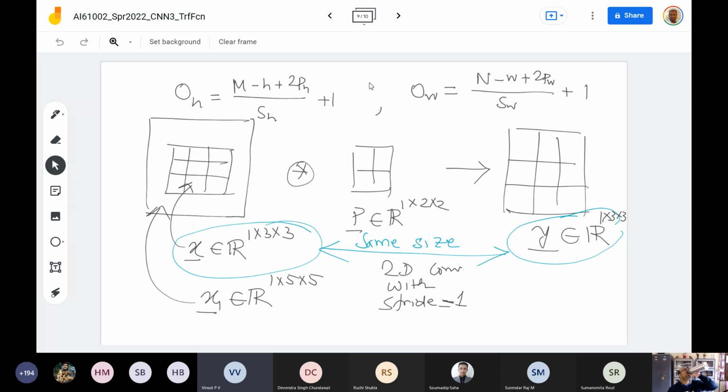Hello, sir. Yeah, tell me. Sir, the dimensions of Y should be 1 cross 4 cross 4, right? Yes, sir. Oh yes, it should be 1 cross 4 cross 4. So essentially I increased the size. This was a wrong example which I was taking. Yeah, if that kernel is not that, then it will be. So this is 1 cross 4 cross 4. So instead of writing this as same size, this should be that I have an increase in size.